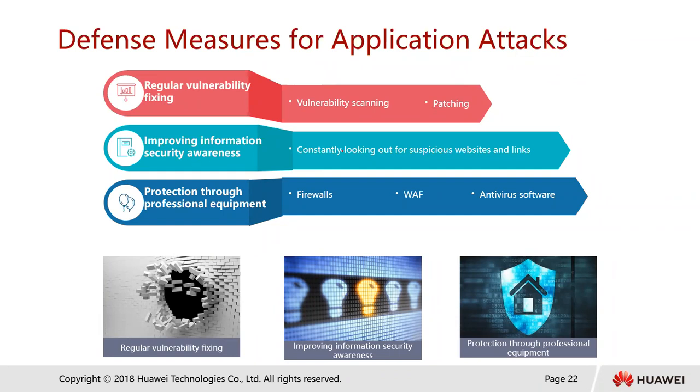Improving information security awareness. Constantly look out for suspicious websites and links and make sure you share it with your network or with your employees. Tell them, please, our site would not allow you to access this site because it has been known to compromise end users. And then also protection through professional equipment like firewalls, like the WAF, like the antivirus software, and so on and so forth. So regular vulnerability fixing, improving information security awareness, tell your employees about it, and protection through professional equipment.